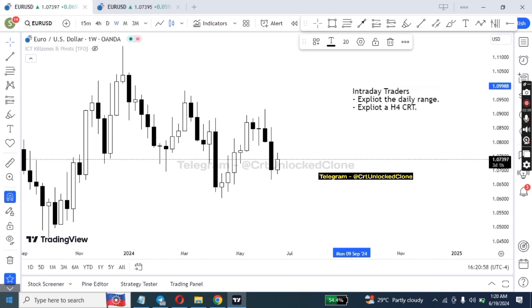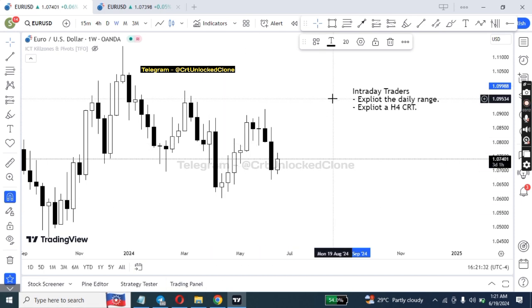So our job as intraday traders is to exploit the daily range, not the weekly range, not the monthly range, but just the daily range and a 4-hour CRT, which we are going to use to farm and frame our trade idea and trade setup, and that is going to give us our stop loss, our entries, and our targets. Right now, I'm going to teach you all of them in CPI, but this is basically just an introduction and an overview of what you can expect from CPI.